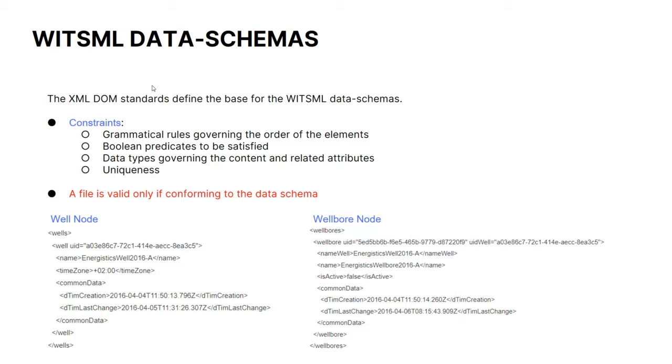The same applies for the Wellbore node. It's a little bit more complicated, but one thing that I wanted to show you is the Boolean predicates that I mentioned here. So Boolean predicates are basically you are saying if something is true or false. So in this case, the attribute is this Wellbore active? Meaning, do we still get time? Do we still get data associated to this Wellbore of any sort?